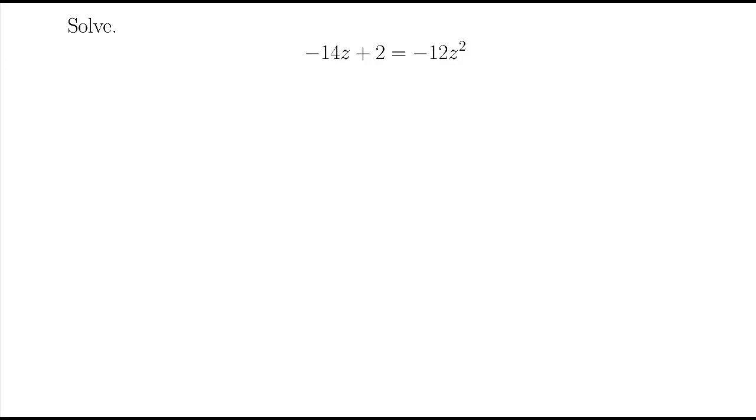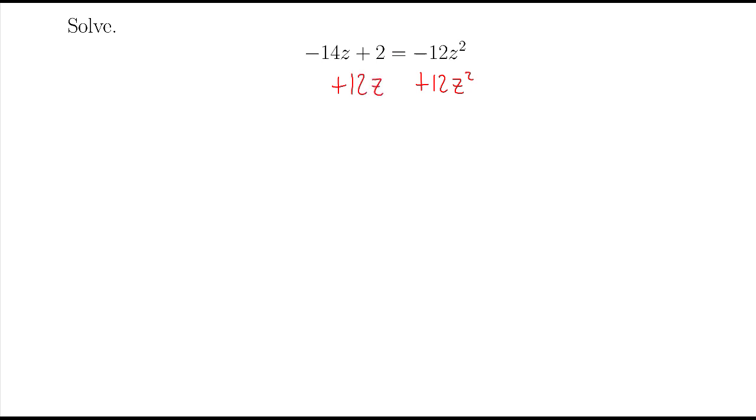Let's solve the equation negative 4z plus 2 equals negative 12z squared. Okay, so we need to get rid of any terms over here to make sure the right side is equal to 0 and make sure that all of our terms are on the left side. So we need to essentially cancel this one out so we can have 0 on the right side. I'm going to start off by adding 12z squared to both sides.